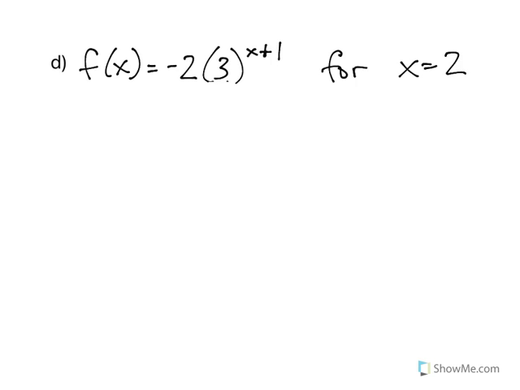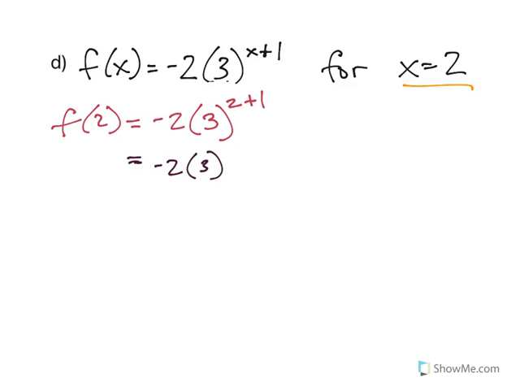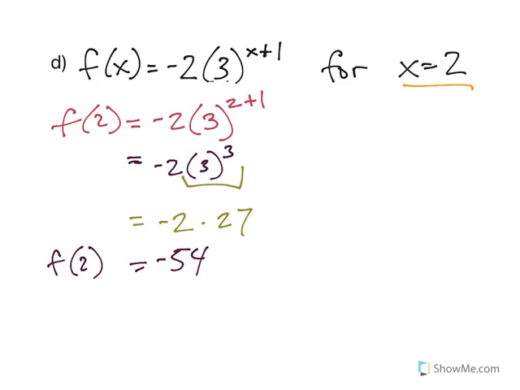And let's do one more. f(x) = -2 times the quantity 3 to the exponent of x plus 1, for x = 2. So now our input is 2. Okay, great. So f(2) = -2 times 3 raised to the 2 plus 1 power. Again, I do the exponent first. 2 plus 1 is 3. Then I take 3 cubed, which is 27. So now I have -2 times 27, which is -54. So f(2) = -54. When my input is 2, my output is -54.